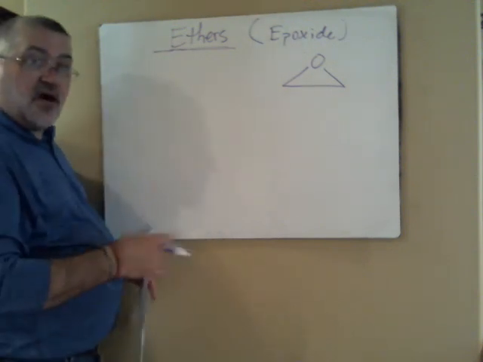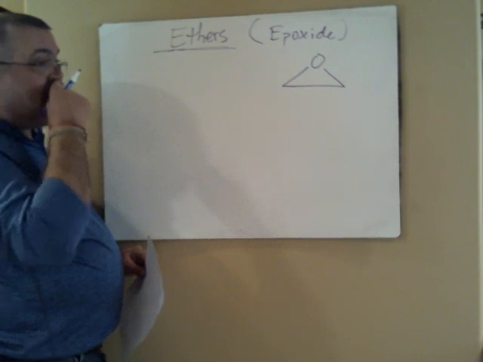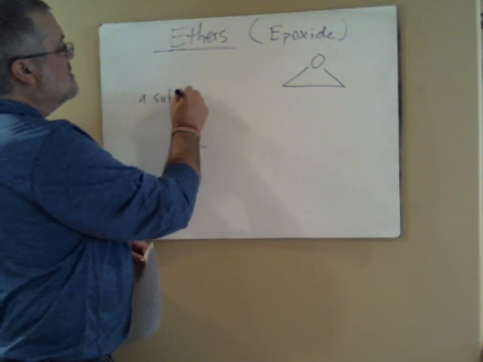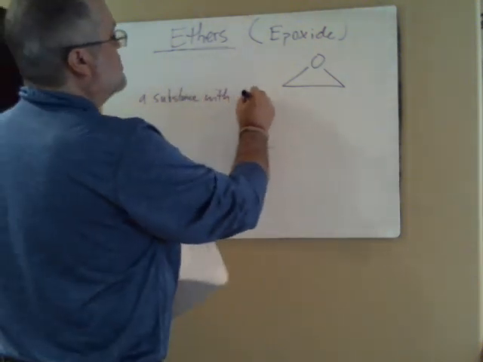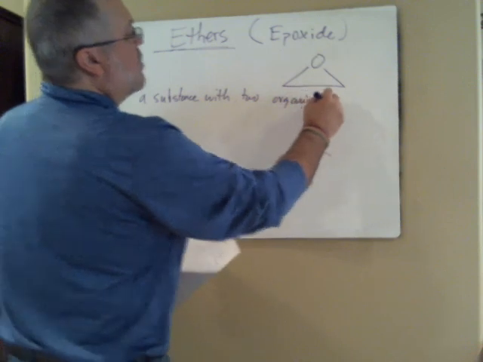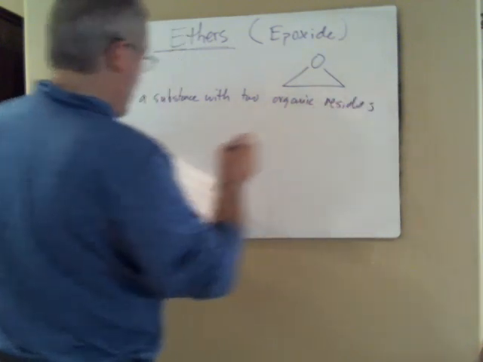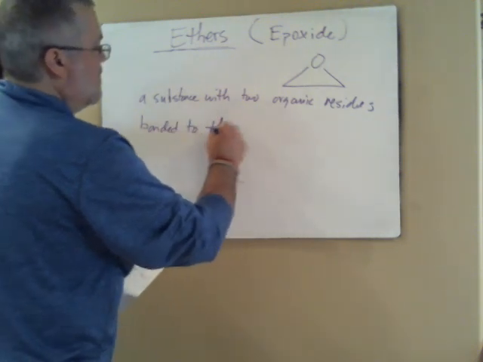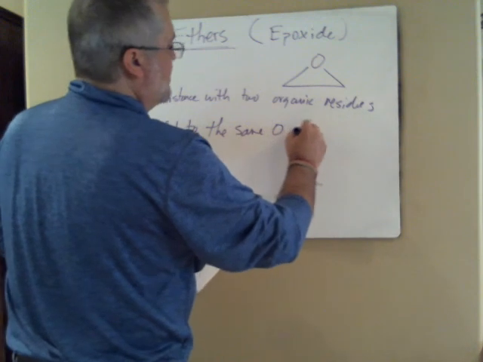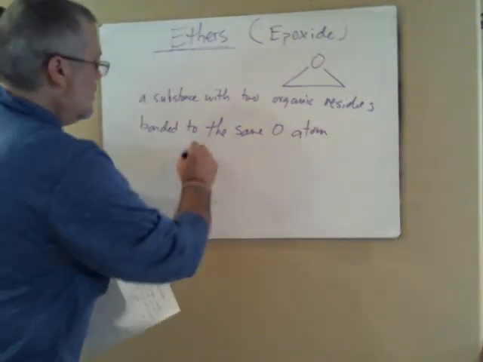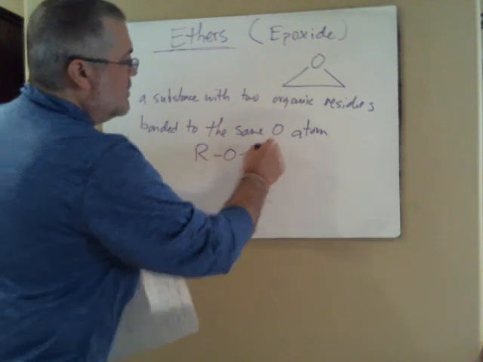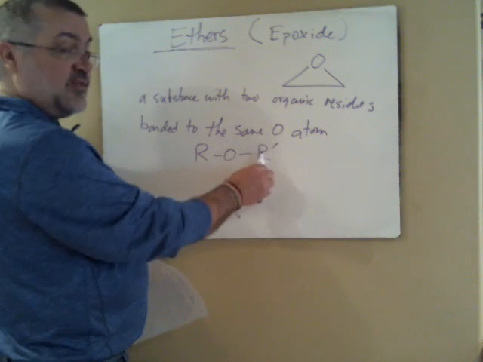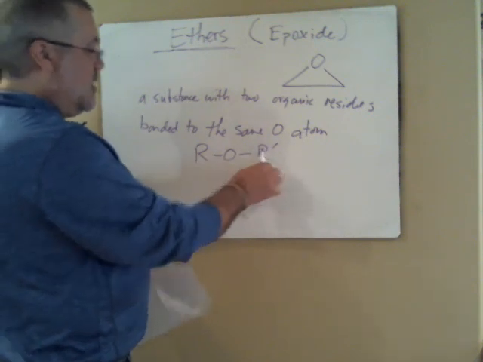Okay? And so just as a start, a transition for the next lecture, ethers are a functionality that we learned early on. And ethers are basically what? How would you define them? They're a substance with two organic residues attached or bonded to the same oxygen atom. And so R to an O to another organic residue. What's important is that these are R groups. Okay, so there's a carbon on each side.